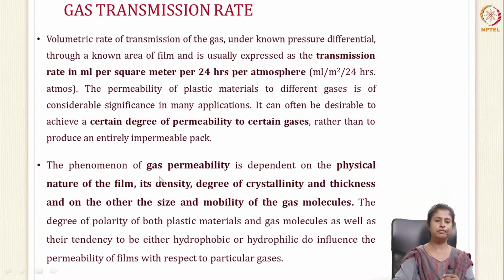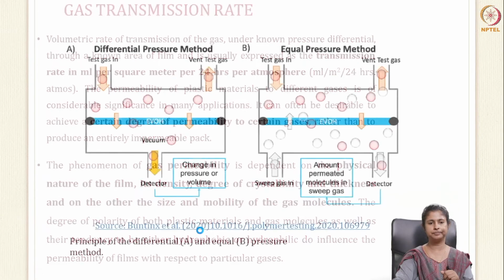Okay. Now, the phenomenon of gas permeability is dependent on, one, the physical nature of the film. It depends on its density, degree of crystallinity, and the thickness, and also on the size and mobility of the gas. So that is why we said if you can do the test on a particular gas, it makes more sense, because depending on the gas the permeability might change. The degree of polarity of both the plastic material and the gas, as well as the tendency to be either hydrophobic or hydrophilic, will influence the permeability to the gas.